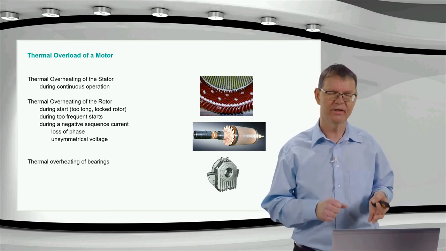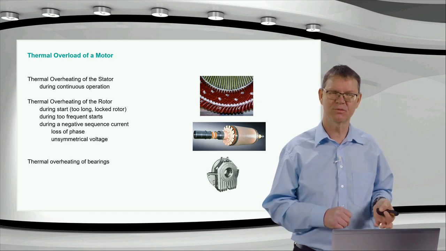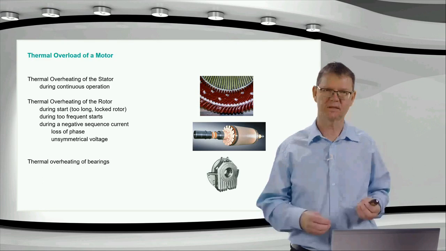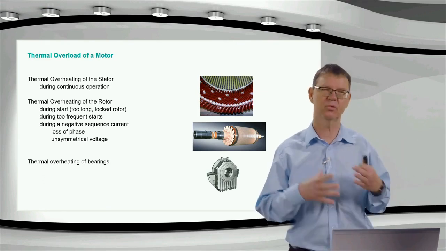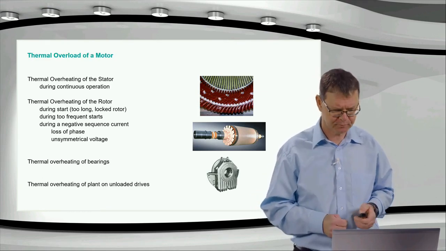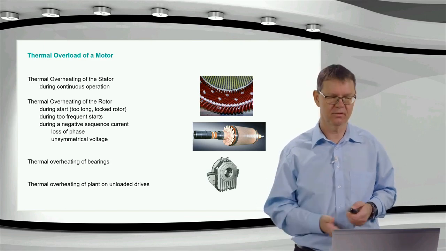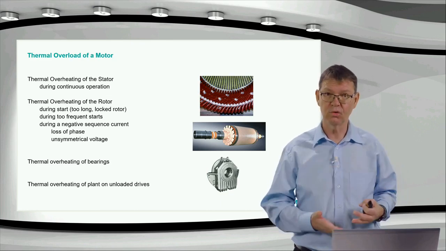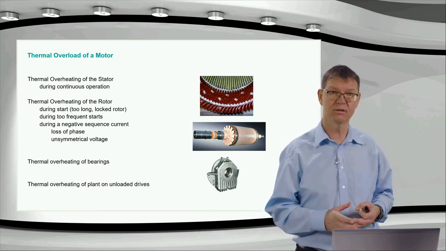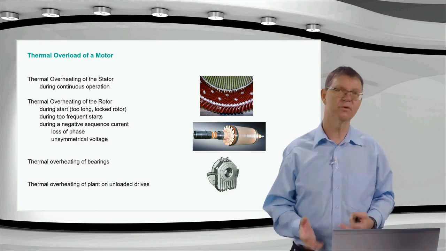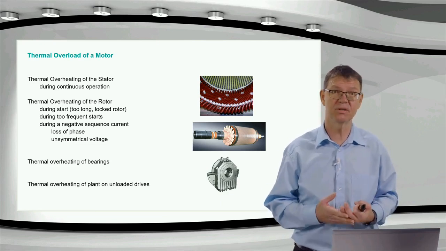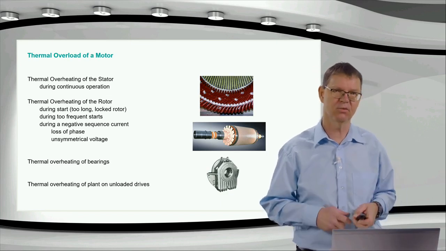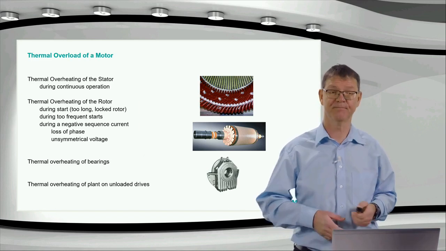Okay, and I can have overheating of the bearings, as already mentioned before. Here we have just a temperature measurement. This we cannot detect from the measurement of the current that flows into our motor. And already mentioned at the beginning, thermal overheating of the plant if there is no load on the working machine in some cases. This we can detect with an undercurrent function. That means the current is smaller than it should normally be, and then I can give a warning or trip the motor on that.